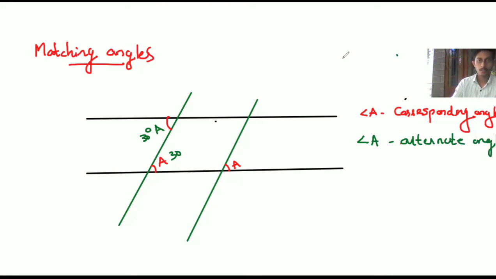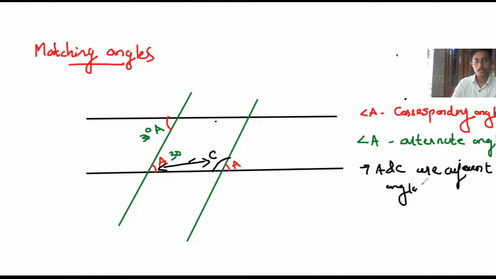Alternate angles. Then what do you mean by adjacent angles? Suppose A is an angle and here is another angle. So these two angles form adjacent angles. Okay, so let me mark it like this, adjacent angles. A, and let me name this one C. So here A and C are adjacent angles. Okay, adjacent angles. So A and C are adjacent angles right here.